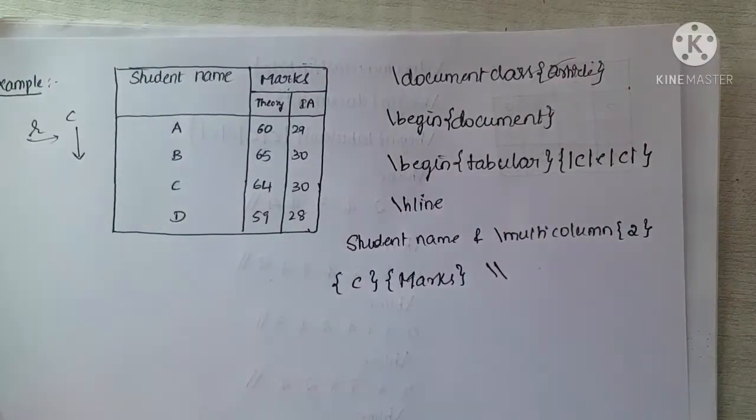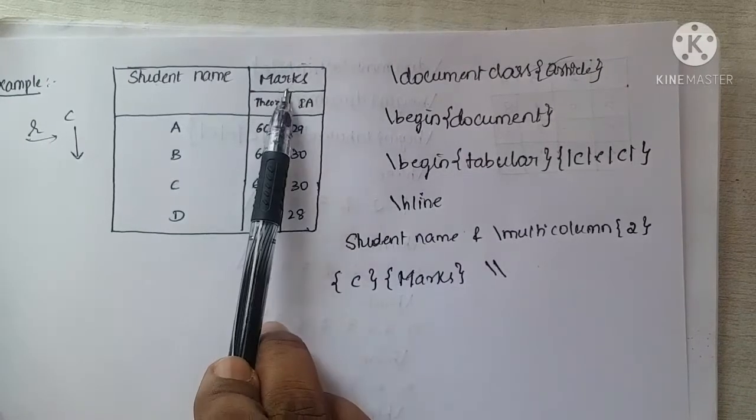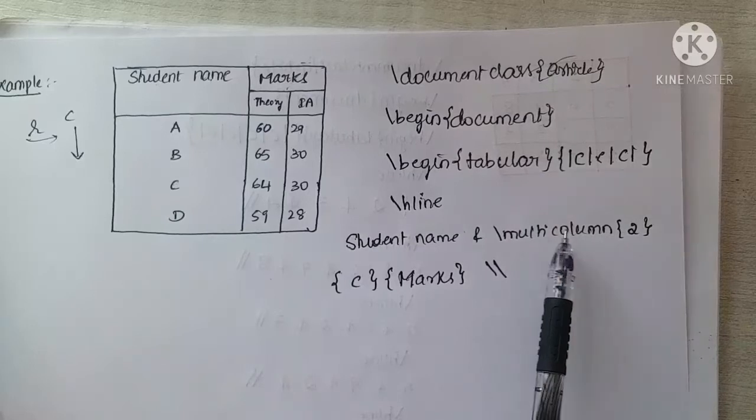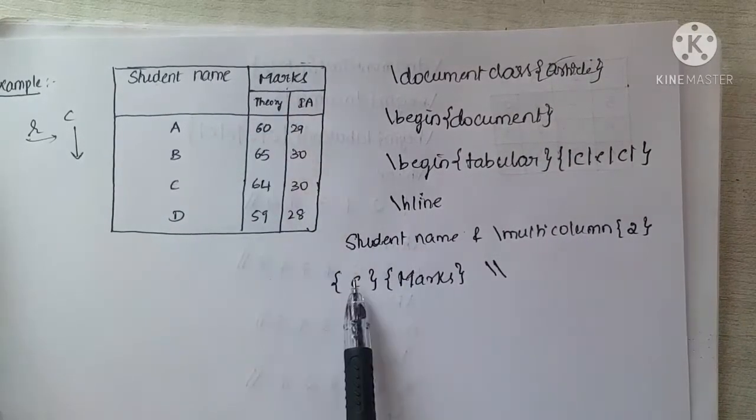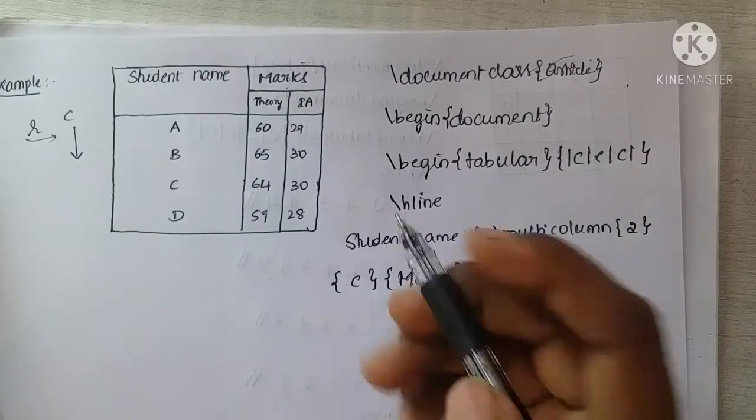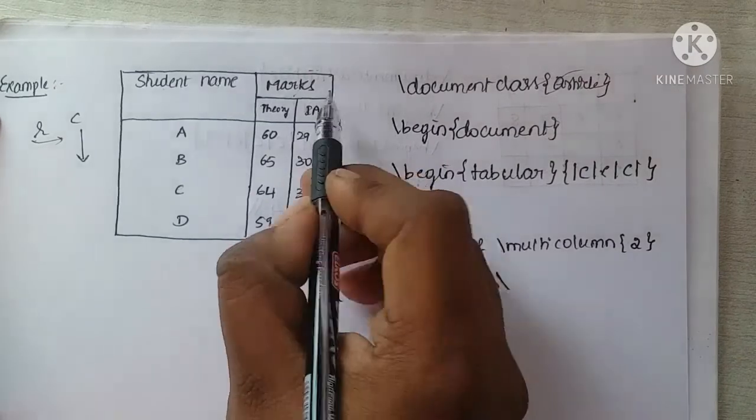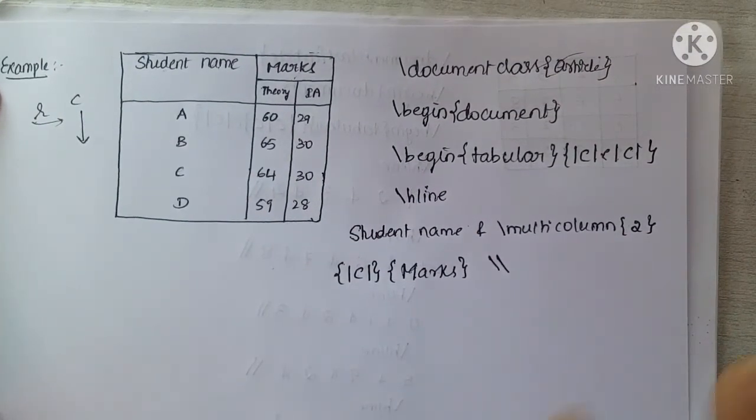Double backslash in the end marking. I am going to explain this line once again. See, student name and this marks is getting split up into 2. So backslash multicolumn 2. What is the position of this marks? Center. C. Marks. For the safer side, always use 2 lines here so that you will always get a complete table. Okay. We'll move on to the next row now.